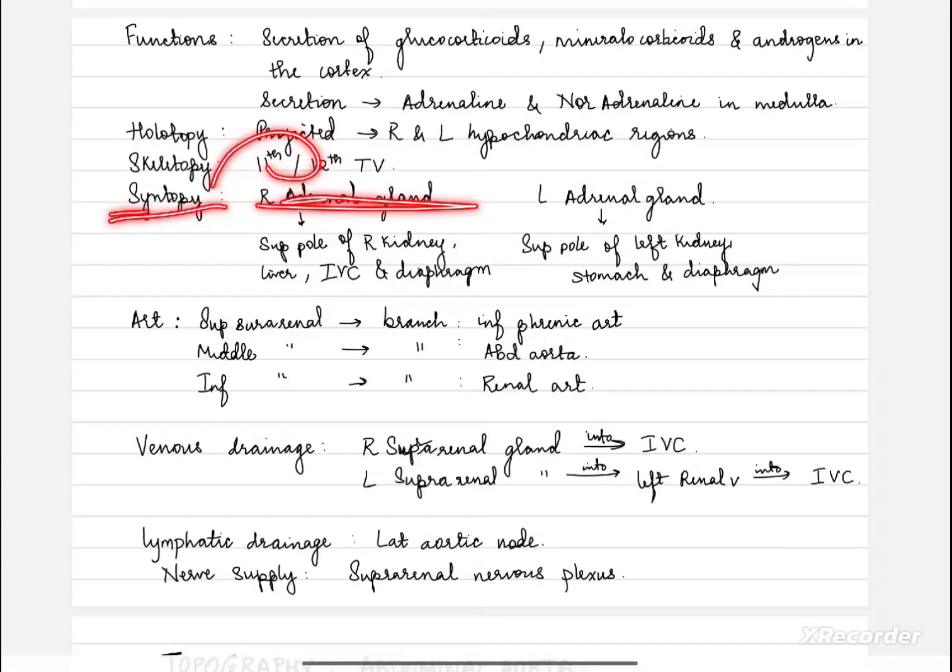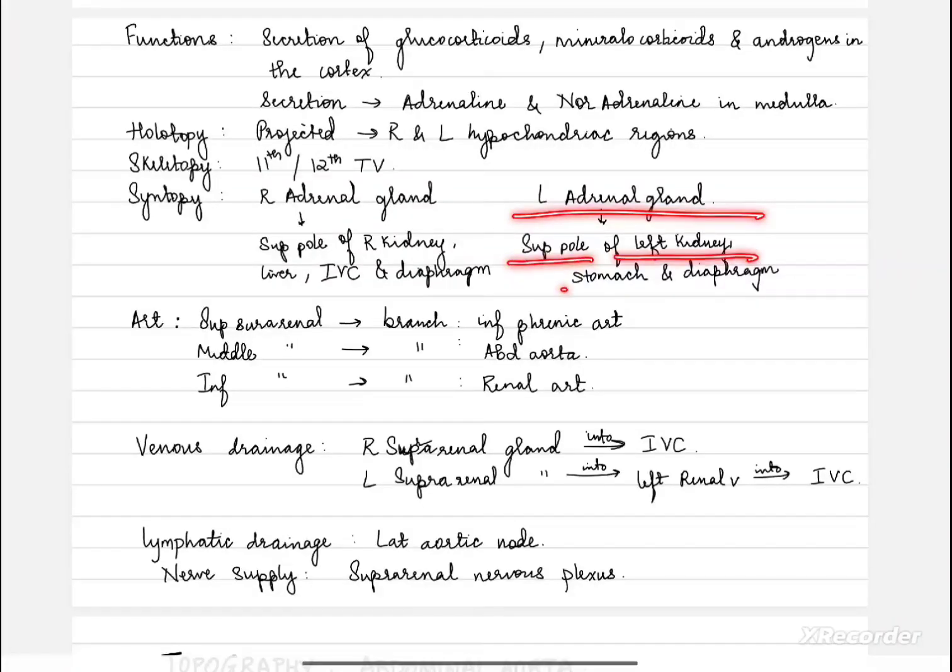Syntopy: the right adrenal gland has the superior pole of the right kidney, liver, inferior vena cava and diaphragm, and the left adrenal gland has the superior pole of the left kidney, stomach and diaphragm.